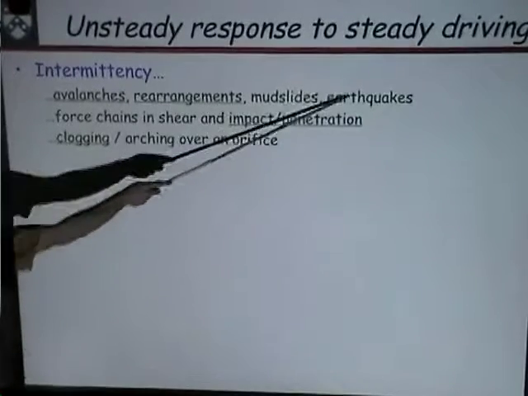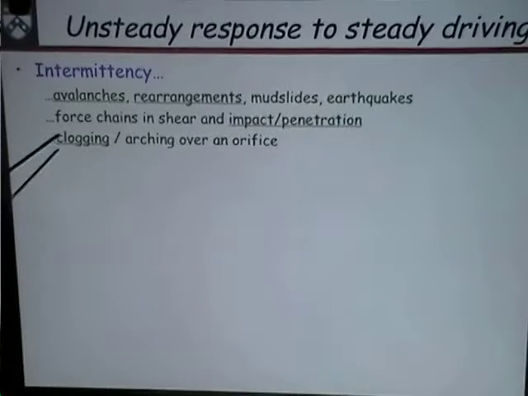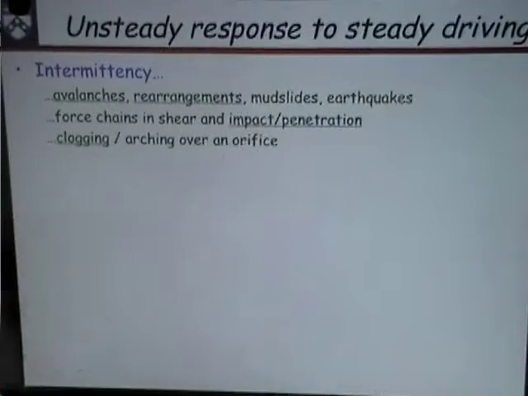Of course, there are lots of examples of this in the natural world. In the laboratory, we also look at impact. So drop a ball into a bucket of sand. When the ball hits the bucket of sand at first, it's moving in, you're driving it very hard.